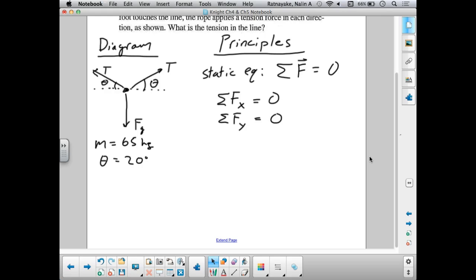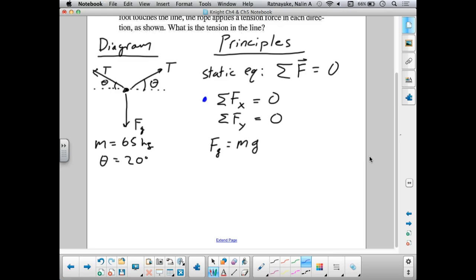Okay, other things I know, how am I going to find that downward force? The weight on any object is equal to the mass times the acceleration due to gravity. Okay, and that's going to be Fg. So this is the setup to my problem. Now that I've written all this down, I can actually begin solving. So let's start off with the x direction.